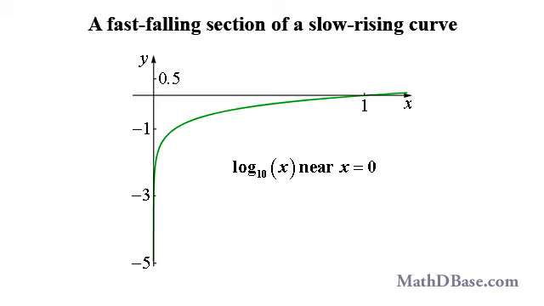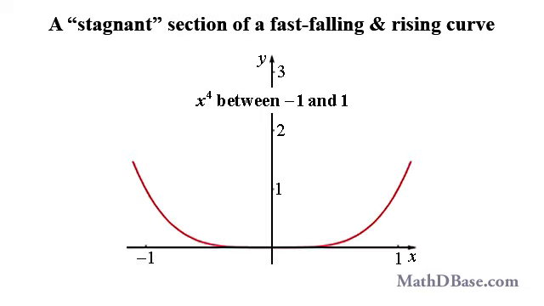Similarly, log to the base 10 of x is a very slow-growing curve, but as x gets close to 0, the curve approaches the y-axis asymptotically at an increasingly fast rate. Given x to the fourth, for x less than -1 and x greater than 1, the curve falls or rises very quickly, but between -1 and 1, the curve is very flat and falls or rises very little.